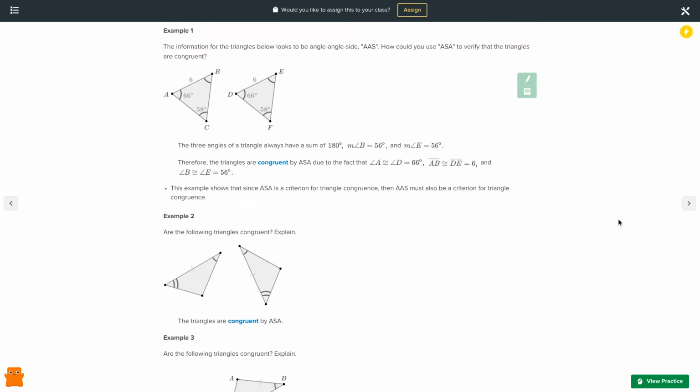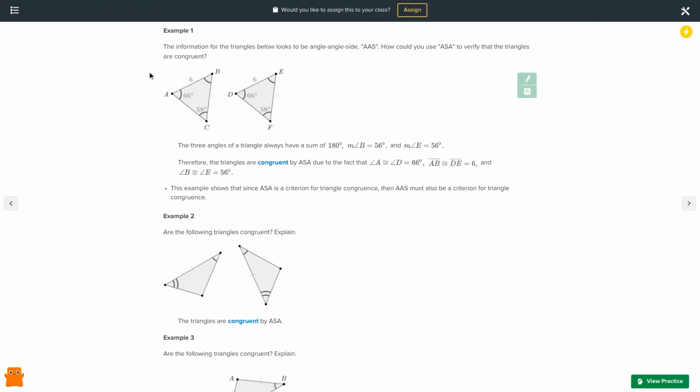So we're looking at the examples in 3.2, all right? Going to example 1, it's telling us that the information from the triangles below looks to be an angle side postulate. So let's figure it out. How can we figure that out?